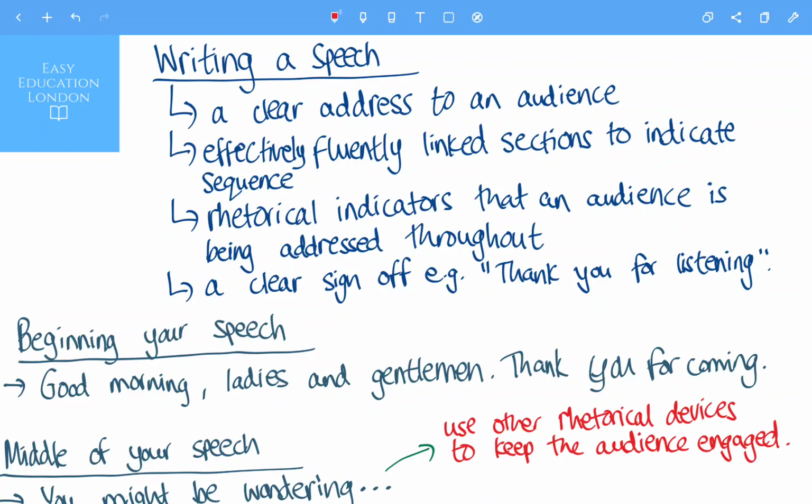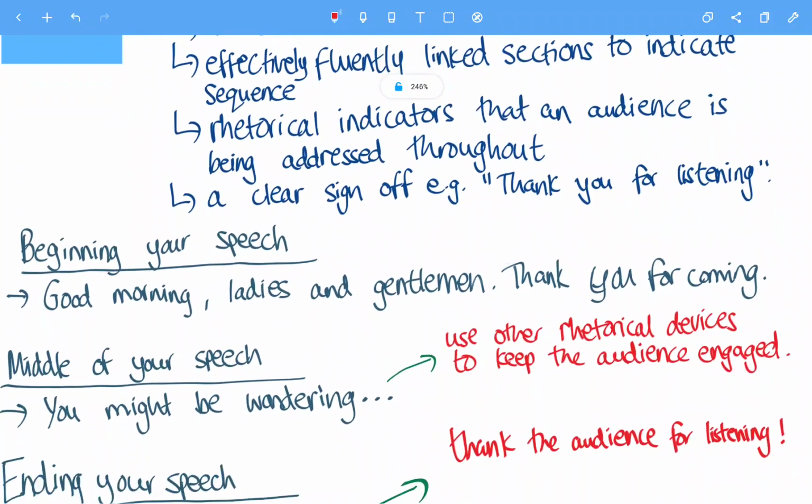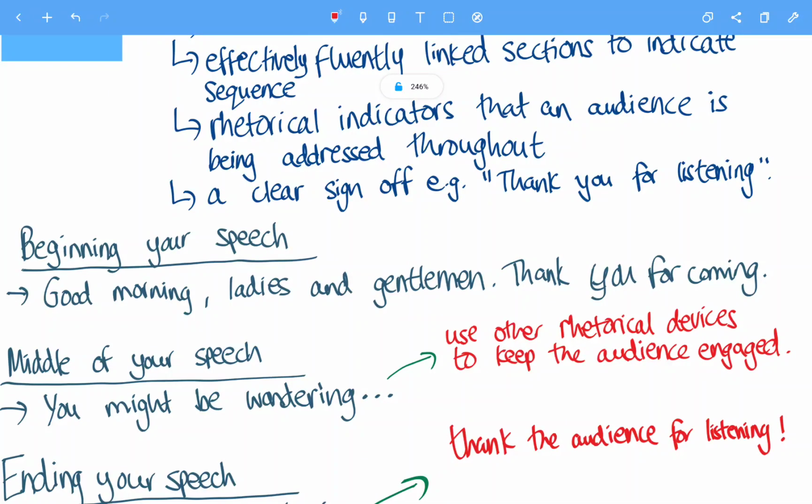So how do we begin our speech? We may begin by using the following: good morning, ladies and gentlemen. Thank you for coming. So this would be at the beginning of your speech. So you'd greet the audience.